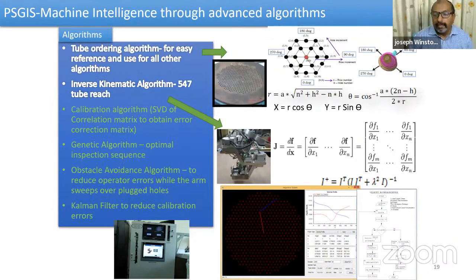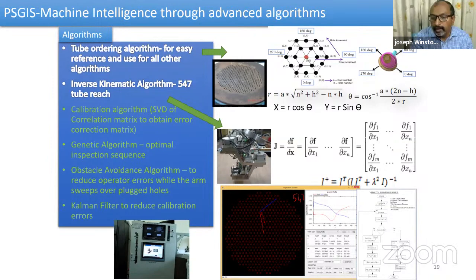Now I will explain some of the complexities of the machine intelligence which has been put into the system so that it operates at a very high precision, and less skilled manpower needs to be deployed, because it's a complex inspection process. You can see here the tubes. This is the actual layout simulated through a Python program. So many tubes, 547 tubes, which are simulated and shown here.